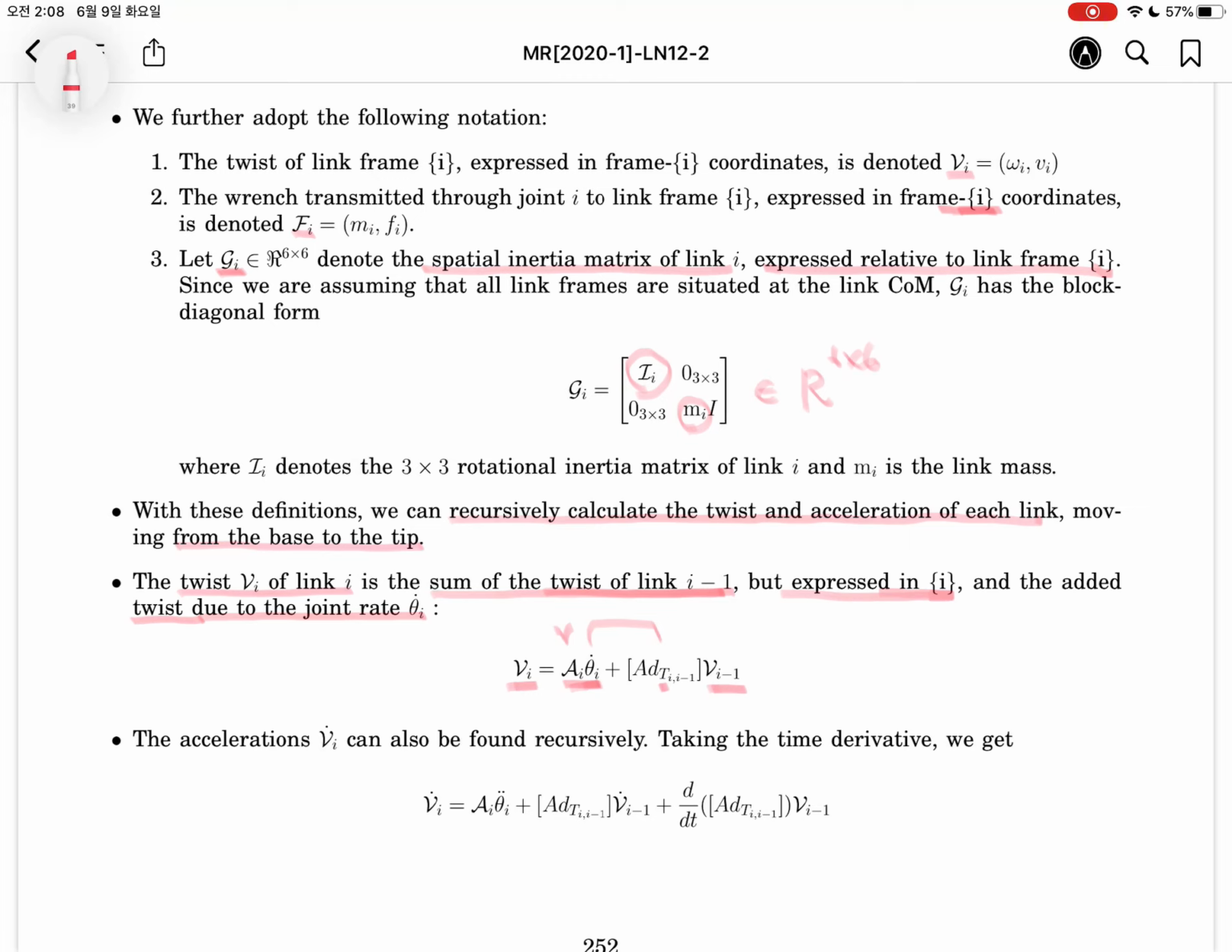Let's take the time derivative to obtain the acceleration, which can be found recursively. V_i dot is like this. A is a constant, so θ_i double dot is required, and for the product of a matrix and a vector, we take the time derivative of the product, so V dot and adjoint dot will be required.